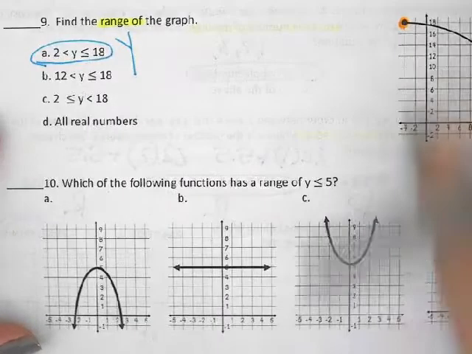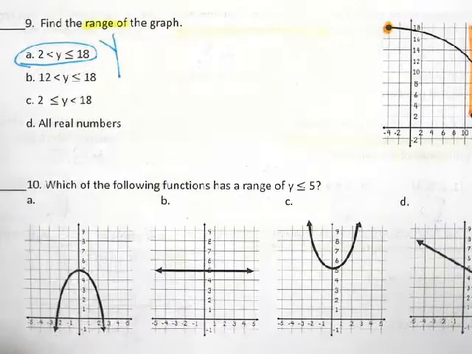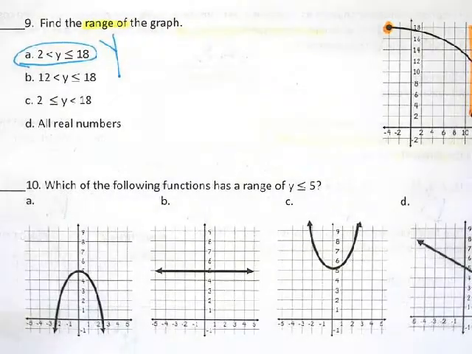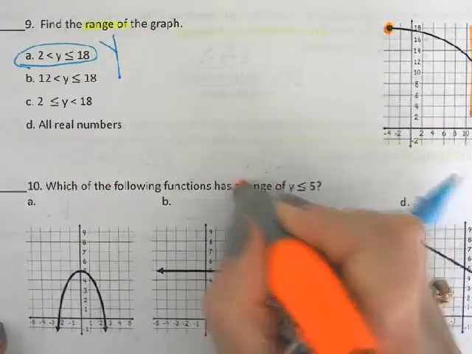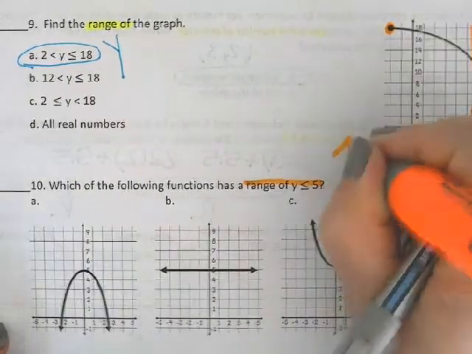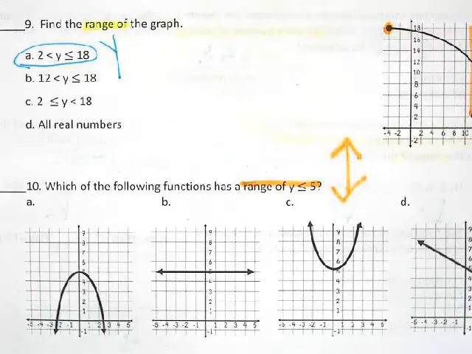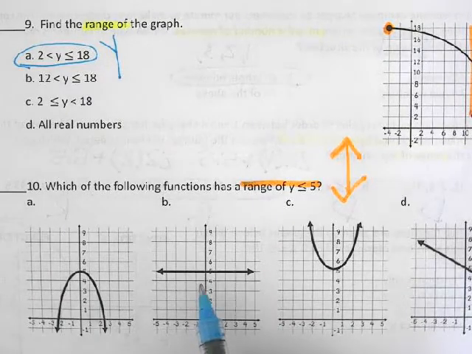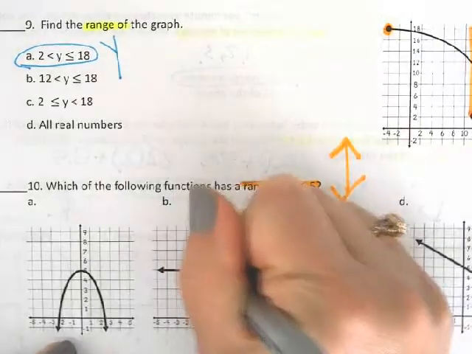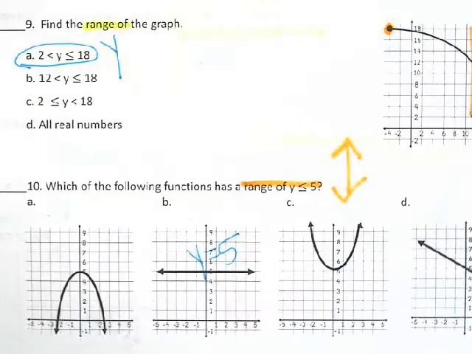And the last one was the one that was missed the most. Which of the following functions has a range y is less than or equal to 5? So remember, range goes up and down. So I'm looking for less than or equal to 5. B is not it because it's equal to 5. So this one was just all equal to 5. All my y values are equal to 5.